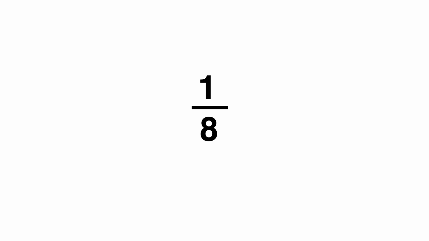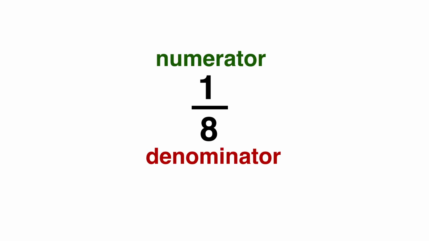Today we're going to learn about adding fractions. Before we begin, let's break down the parts of a fraction. The top number of a fraction is called the numerator. The bottom number of a fraction is called the denominator.